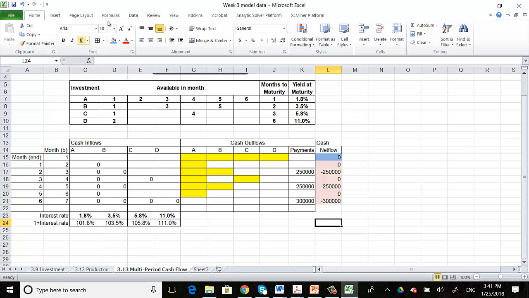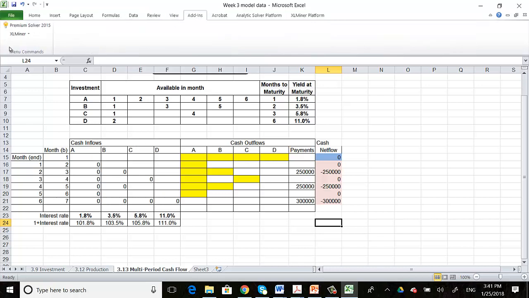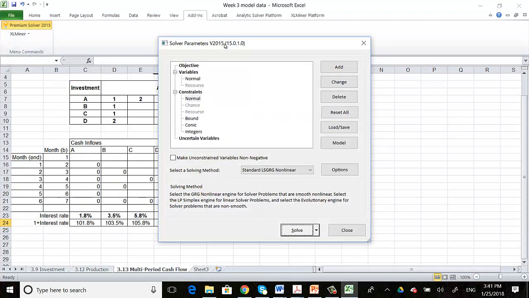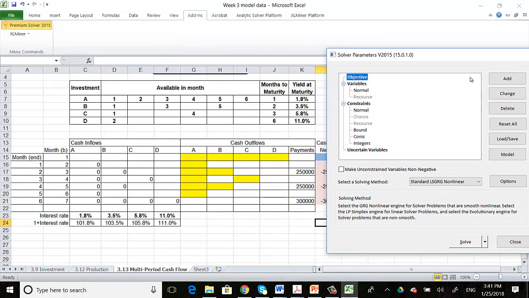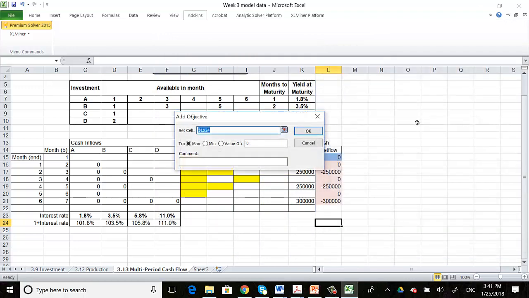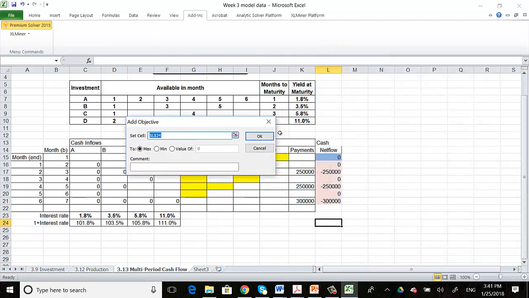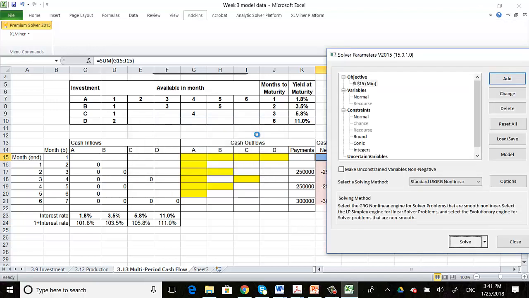Okay, now we can go to Solver. Ready? Okay. Our objective: minimize this total out-of-pocket money. This blue cell, we want to minimize it. Click OK.